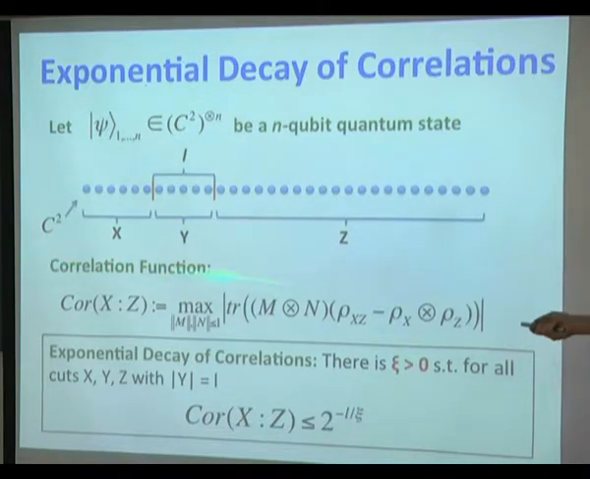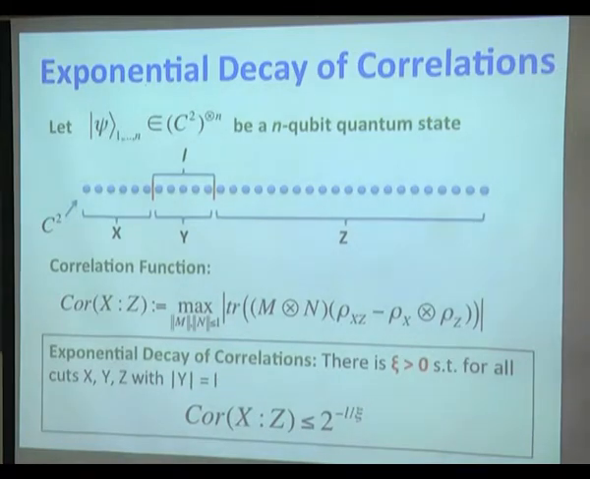So we saw the definition of this correlation function, right? It's the correlation, for example, between the region X and the region Z. And how we define it, we just take the maximum over all operators M and N, for which the operator norm is smaller than 1, where M only acts on the region X, N only on the region Z. And then we compute this, right? So it's the covariance of these two observables.